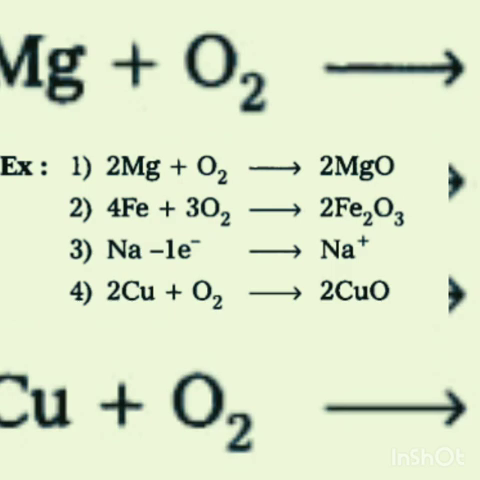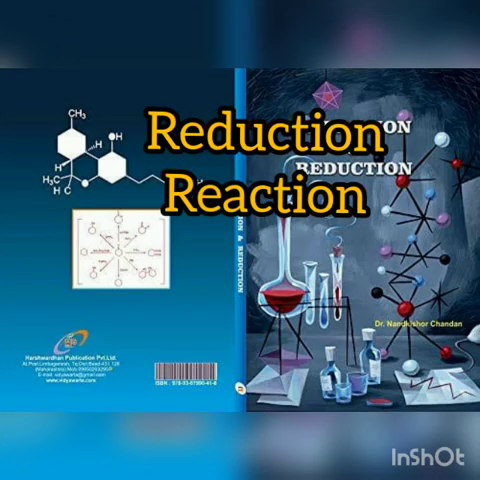Na gives 1 electron and forms a cation. So in this reaction, Na is losing an electron. So we can say that it is an oxidation reaction. Next reaction is reduction reaction.